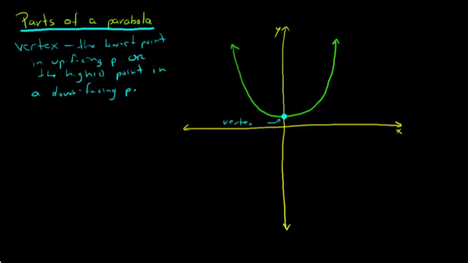So for instance, in this particular parabola facing up, it's the lowest point. In this particular one, it faces down, the vertex is the highest point. So we just look at it, here's the highest point, that's the vertex.